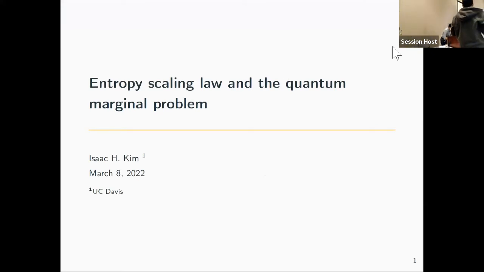Okay, we'll begin now. Our next speaker is Isaac Kim, who will be talking about entropy scaling law and the quantum marginal problem. Okay, so I'm going to tell you about the relationship between entropy scaling law and the quantum marginal problem.